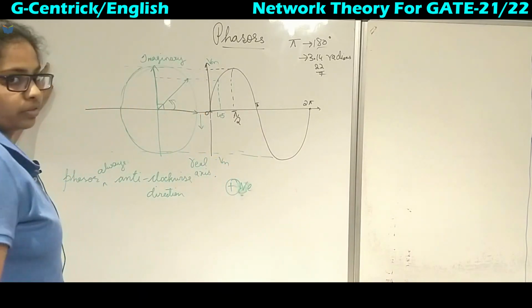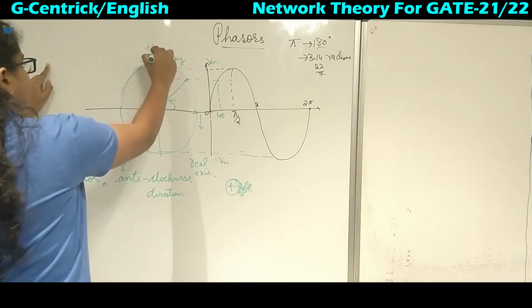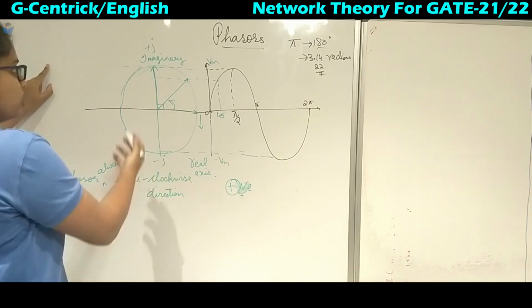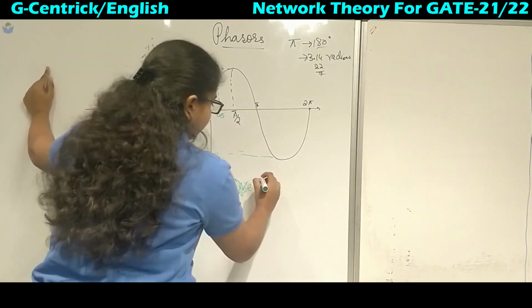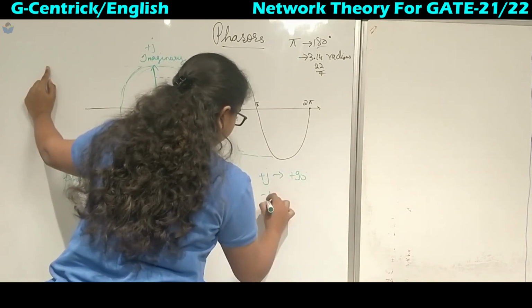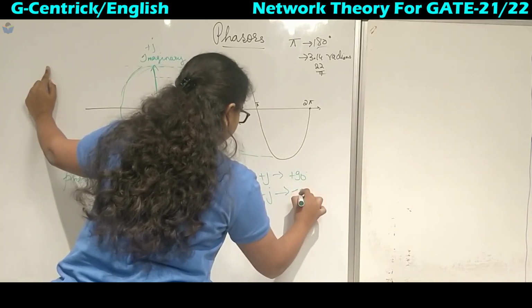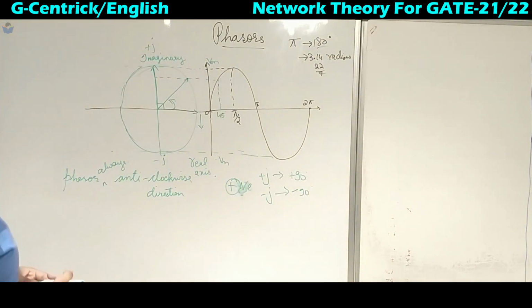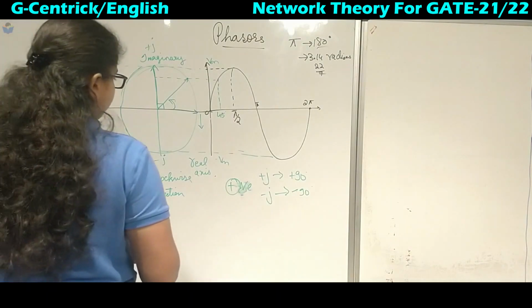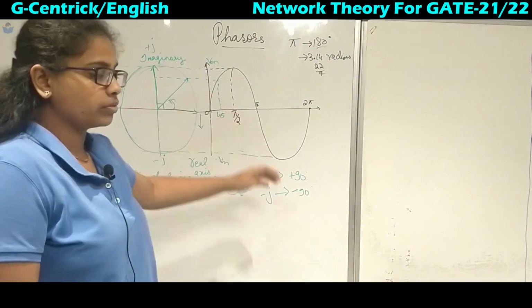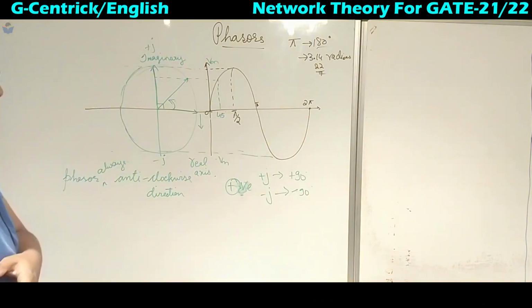Okay, positive. Then this is called the plus j omega axis and the minus j omega axis. So what is plus j and minus j? Plus j represents the plus 90 degree angle and minus j represents the minus 90 degree angle. So this is how we represent the phasor axis. Now we will see some important formulas based on this.